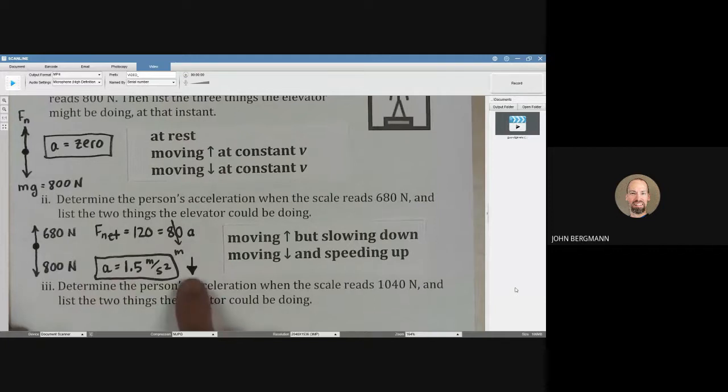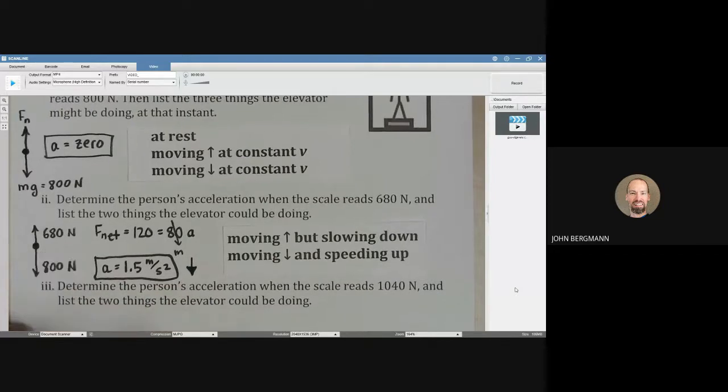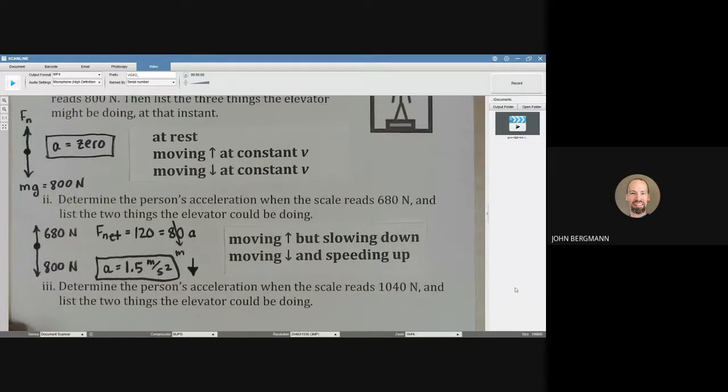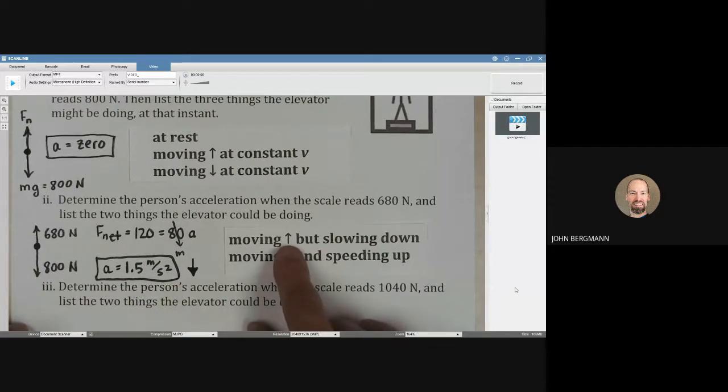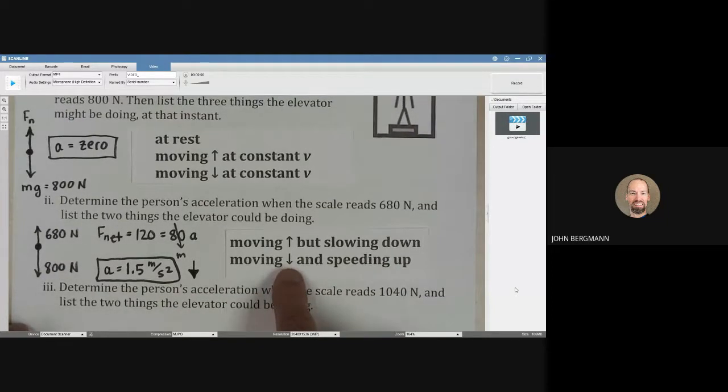That's key, because if the acceleration points downward, which it does, if the scale reads 680, the acceleration is directed towards the Earth. End of story. So if the thing is moving upward and accelerating downward, then it has to be slowing down. On the other hand, if it's moving downward, that's the direction of the velocity vector. If the velocity vector and the acceleration vector are pointing in the same direction, then it has to be speeding up.